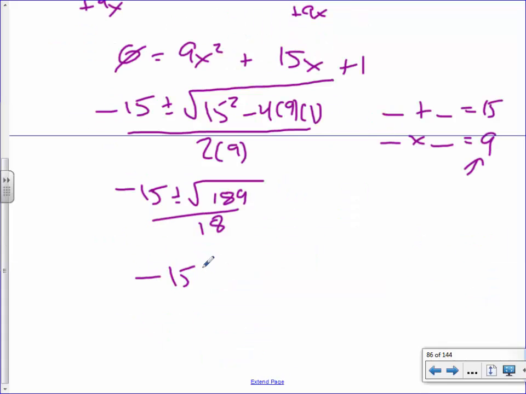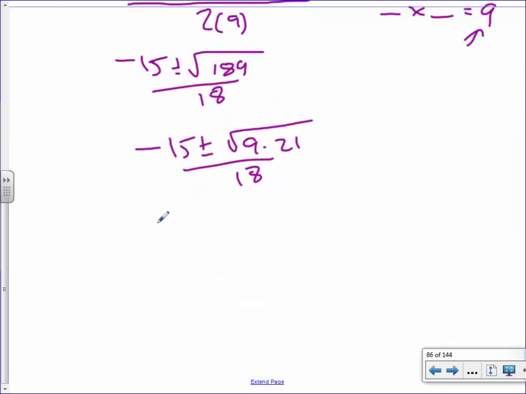So then we should write it as root. Let's see, I guess if it was a 9, I got 9 and 21. So that makes it minus 15 plus or minus 3 root 21 all over 18. Oh, that's not 21, that's 20. Okay, minus 15 plus or minus 3 root 21 all over 18. Are we done? Well, this is what x equals. Those are numbers.